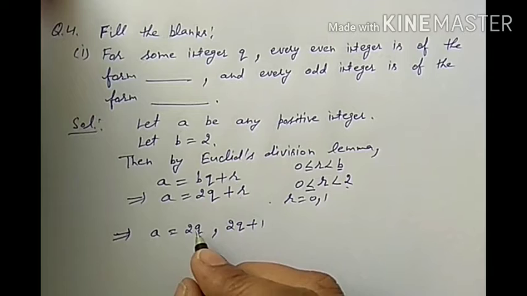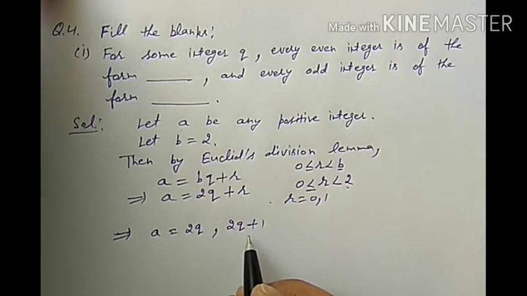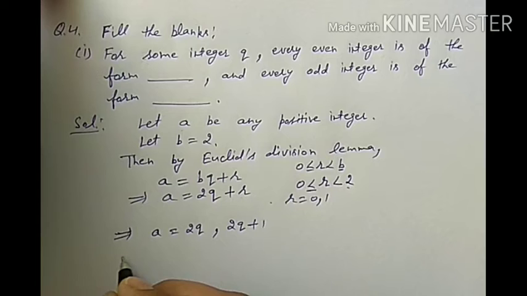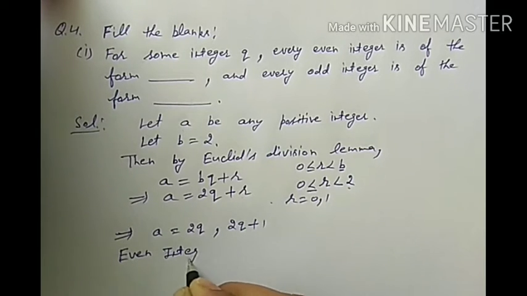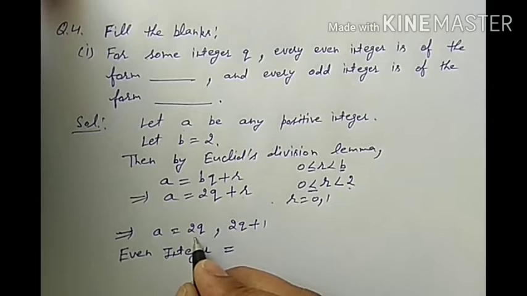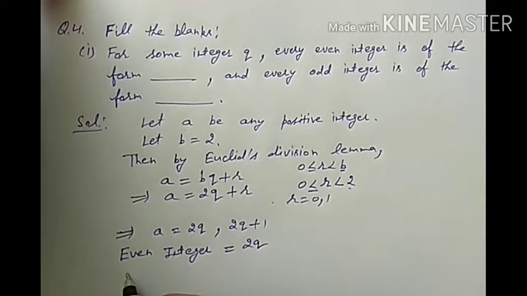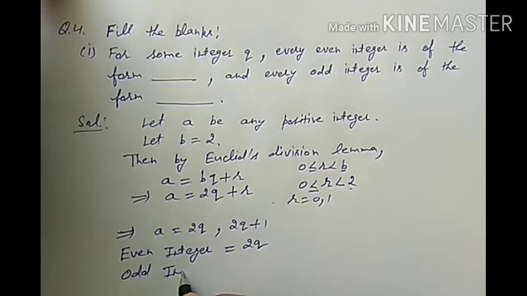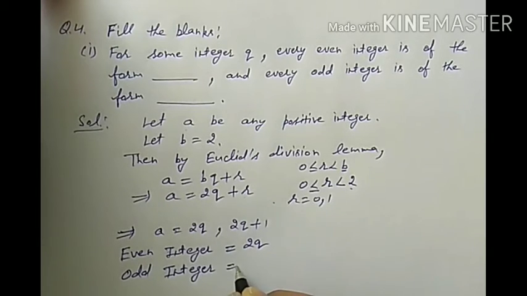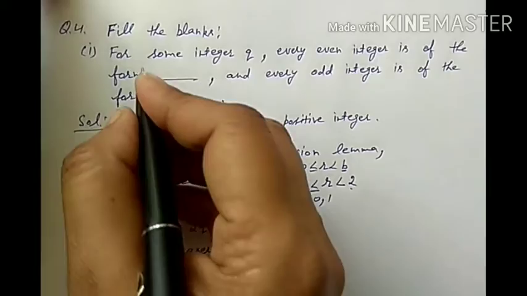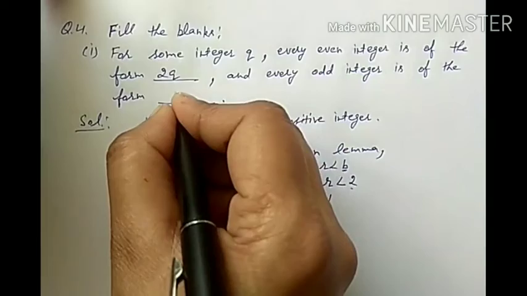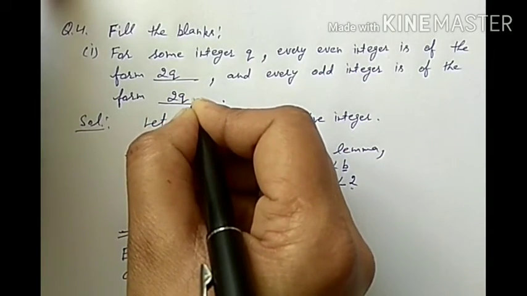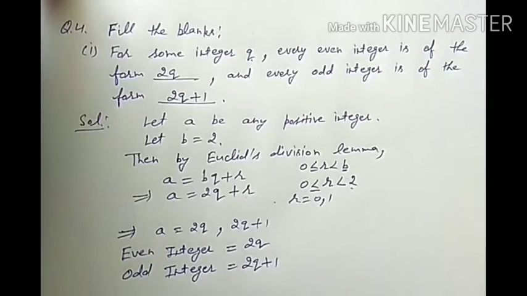So we get two numbers, 2Q and 2Q plus 1. But if we take A as an integer, an even integer will also be in the form of 2Q, and an odd integer is not divisible by 2, so it is 2Q plus 1. So here we will fill 2Q, and for every odd integer it will be 2Q plus 1, where Q is the quotient.